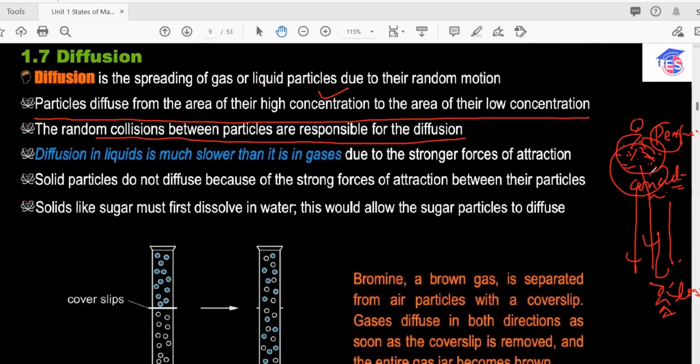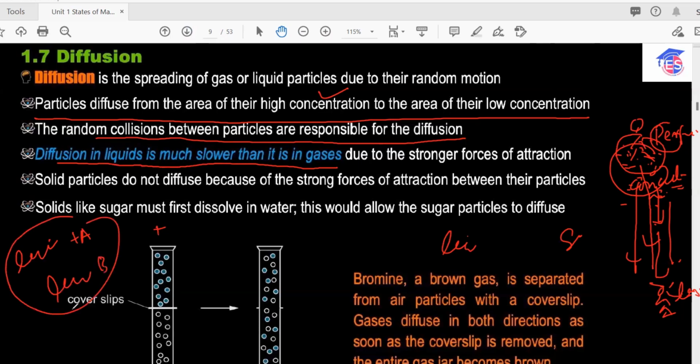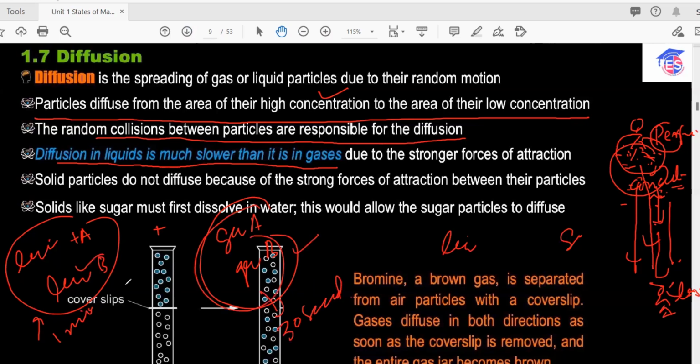The random collision between particles is responsible for diffusion. Why do the particles diffuse? Because they collide with other particles. Diffusion in liquids is much slower than in gases. Why? For example, you have two liquids, liquid A and liquid B. If you mix them, their diffusion will take, let's say, 1 minute. And if you have gas A and gas B and you just leave them together, maybe they will mix in 30 seconds. So diffusion in gases is faster than in liquids.